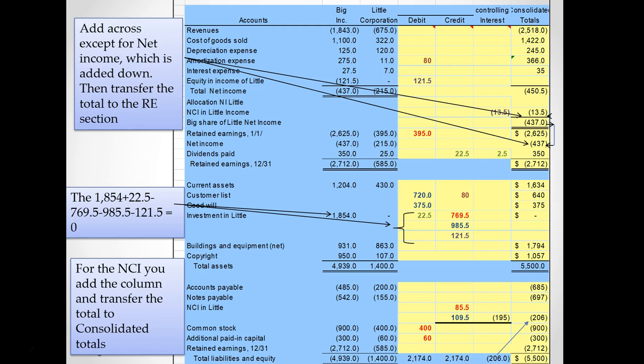For the non-controlling interest, you add the column and transfer the total to the consolidated total. So in the credit column for non-controlling interest only, you're going to add the 85.5 and the 109.5, transfer that to the controlling interest, and if you notice, it is going to be a credit. You're going to then add your share of the net income minus the dividends, and that's how you get that 206. That's going to be a line item in the equity section.